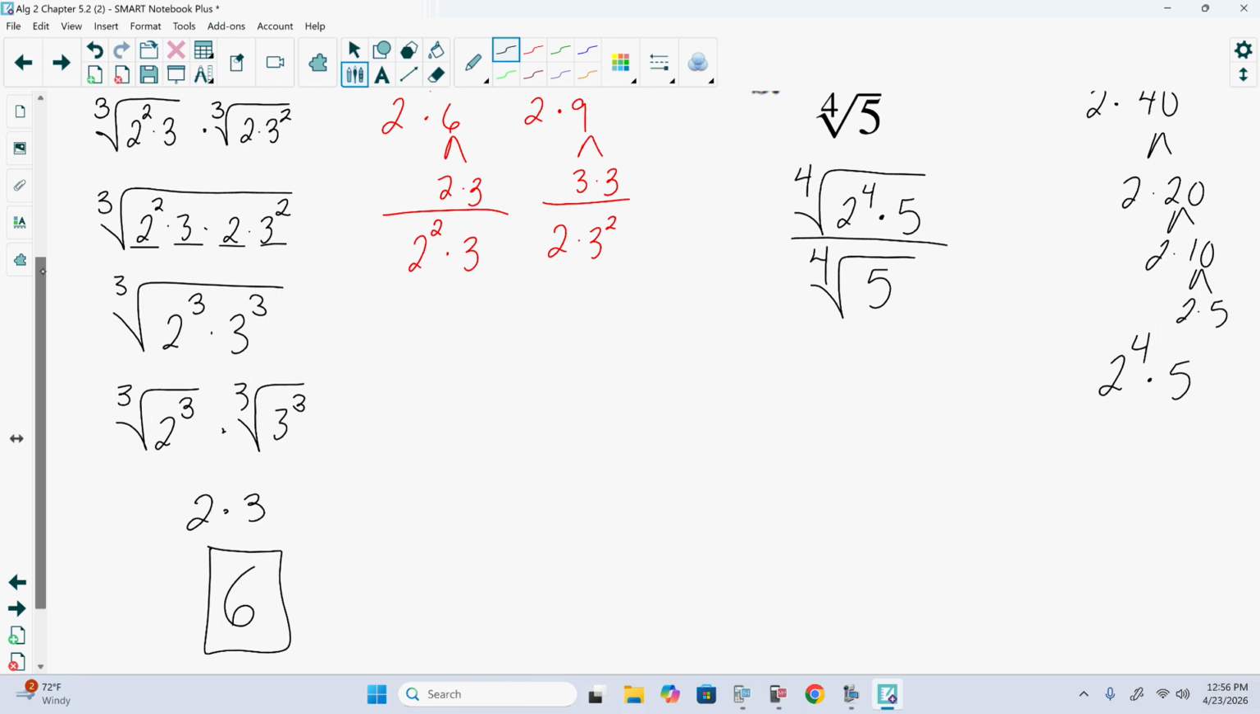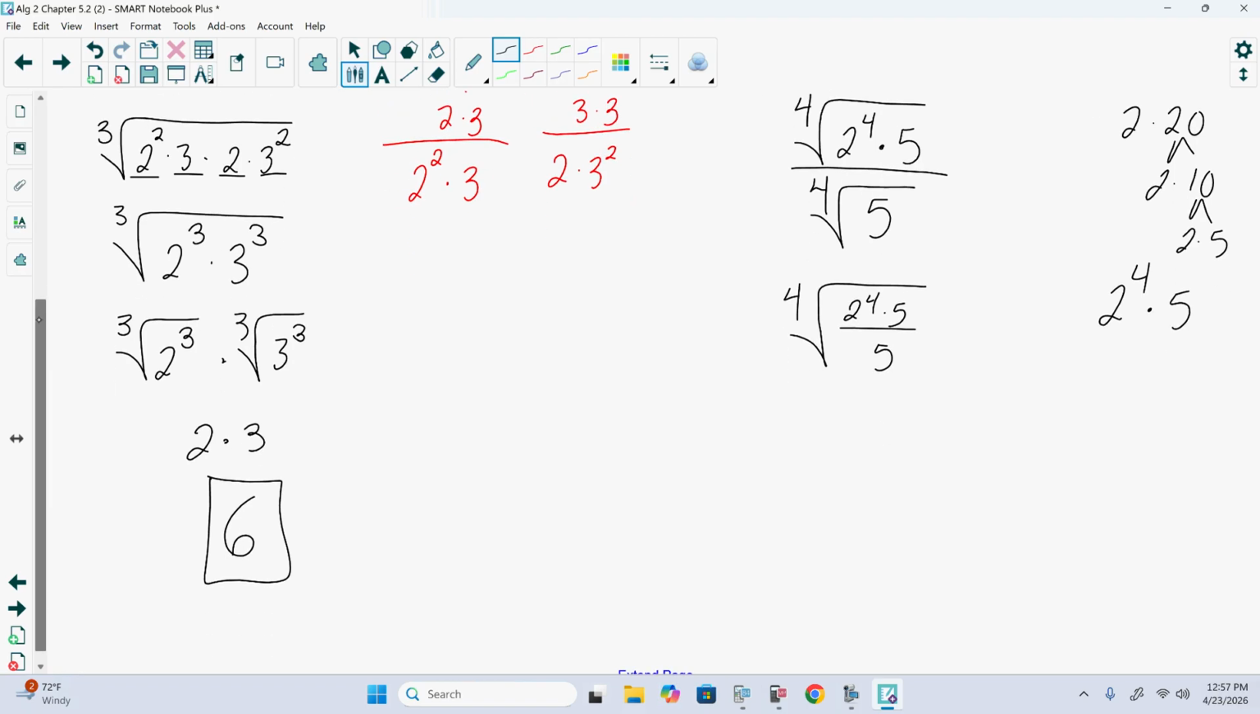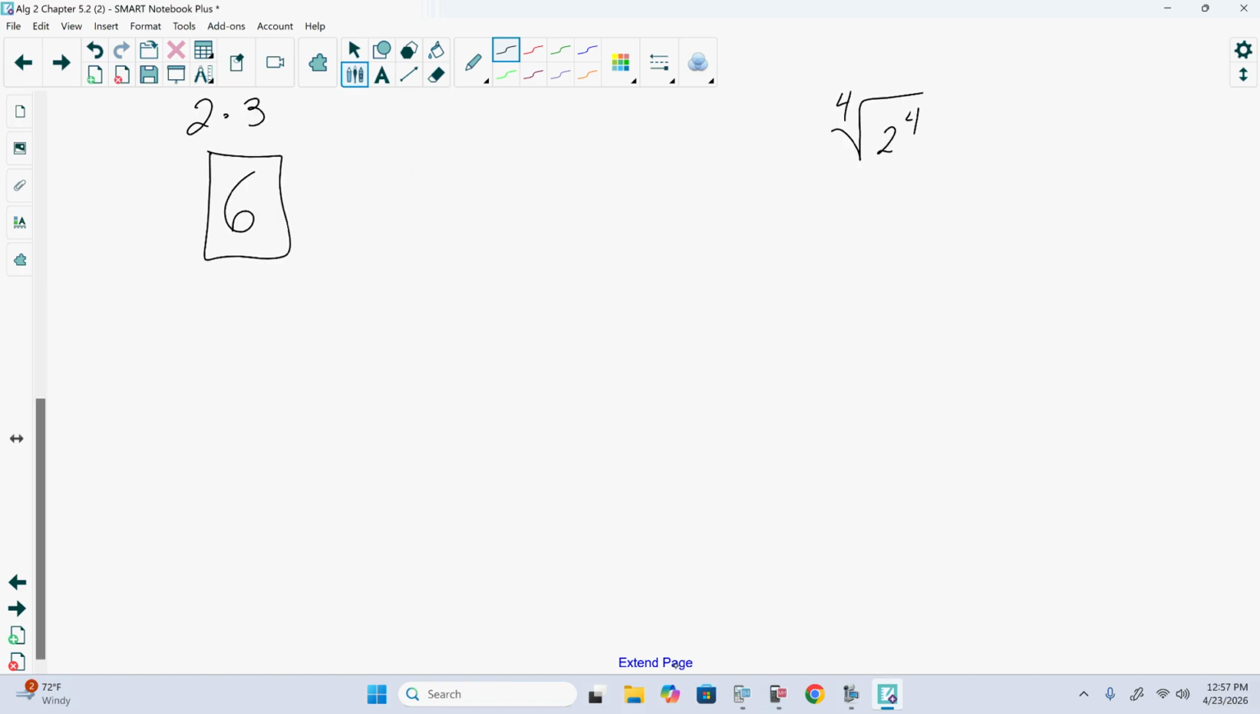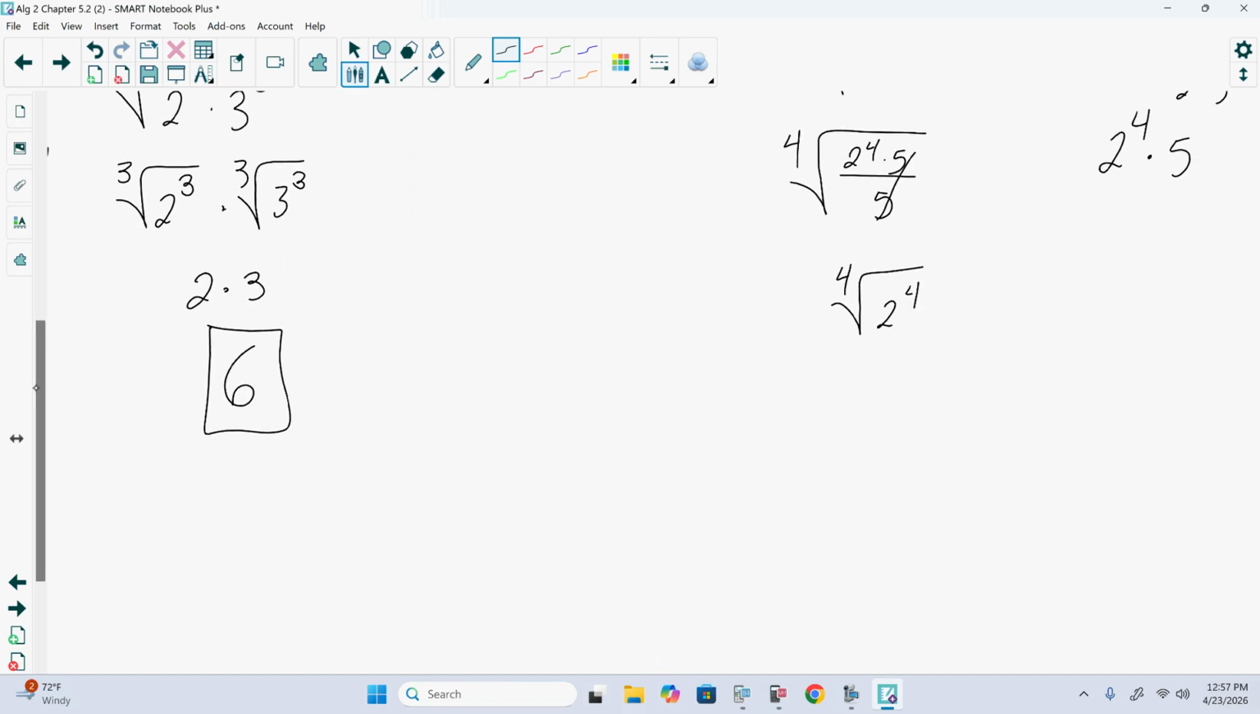Now we can divide these two together. I can make it the 4th root of 2 to the 4th times 5 over 5. Normally we wouldn't want a fraction inside this radical, but by putting a fraction inside the radical, we do have 5 divided by 5, which would be 1, telling me I'm left with the 4th root of 2 to the 4th, which would be just 2, which the calculator would also tell us.